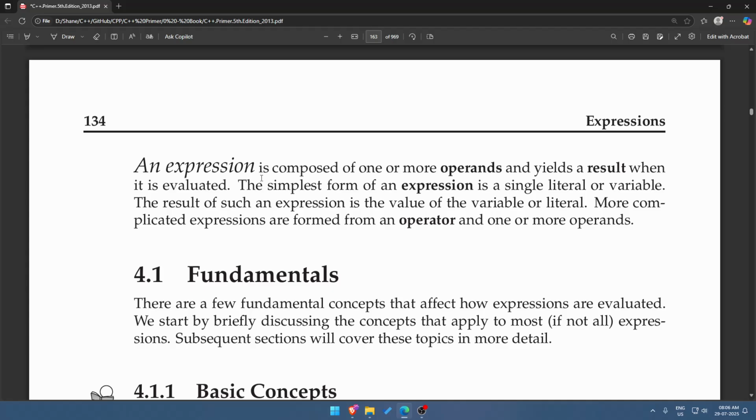An expression is composed of one or more operands and yields a result when it is evaluated. The simplest form of expression is a single literal or variable. The result of such an expression is the value of the variable or literal. More complicated expressions are formed from an operator and one or more operands.